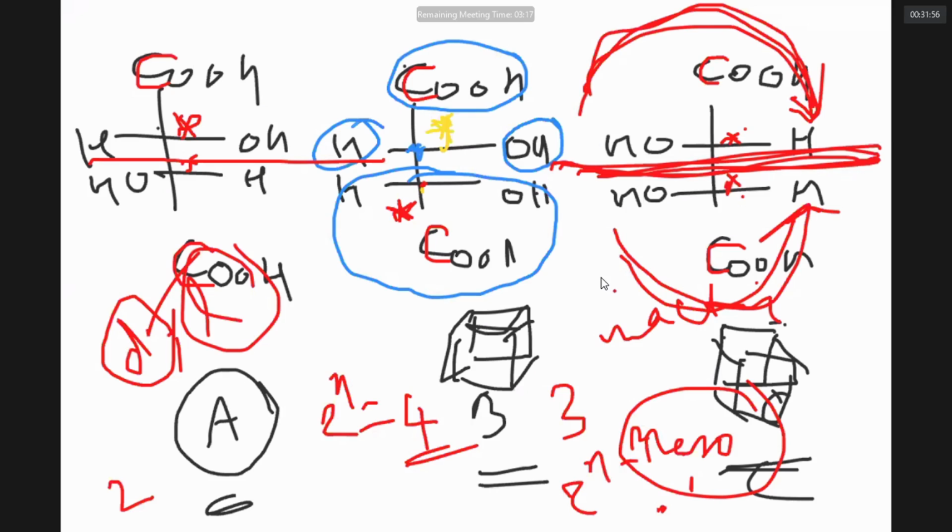And 2 to the power n by 2 minus 1 mesoisomers. Because n is equal to 2, 2 to the power 2 by 2 minus 1 will be 2 to the power 0. It will show 1 mesoisomer. Therefore, there is a formula to calculate the number of optical isomers. If the molecule does not have any plane of symmetry, if it cannot be cut into two equal parts through any plane, then it has 2 to the power n optical isomers.